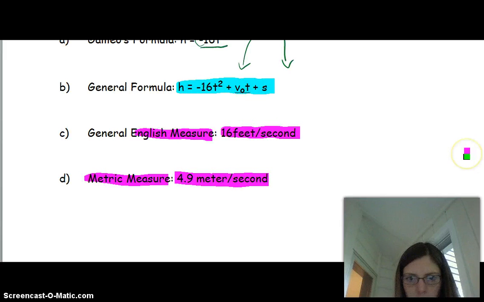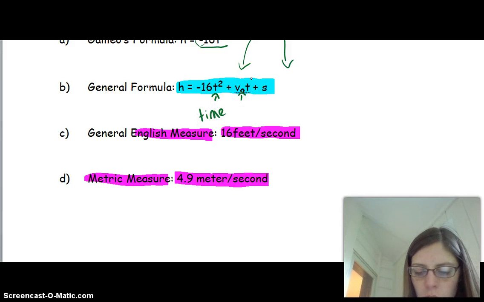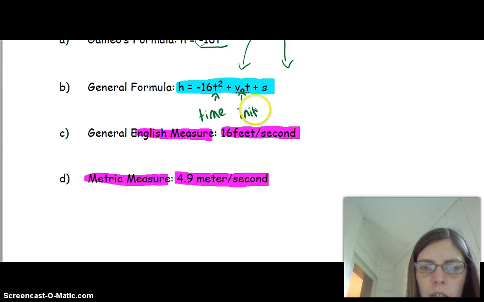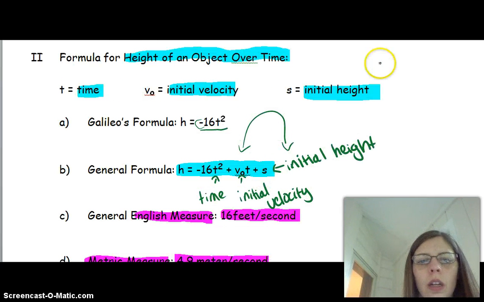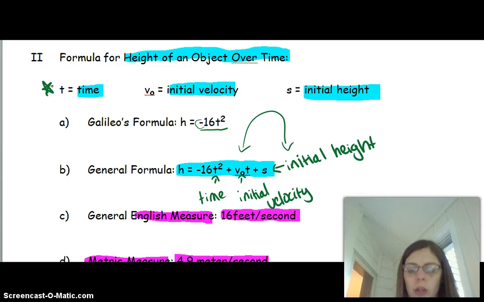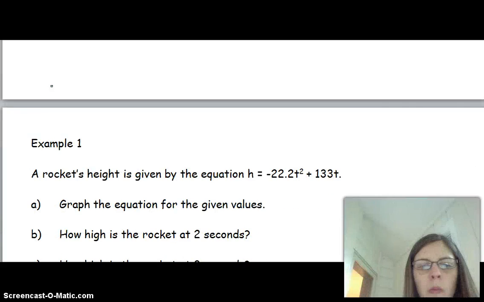All right. So in this formula, we have T, and that equals time. V0 is your initial velocity. And the S is your initial height. And that is also highlighted up here, in case you want to see that again. So let's turn the page now and move into example 1.